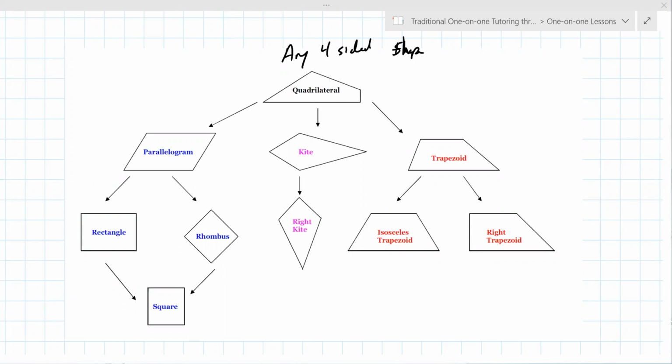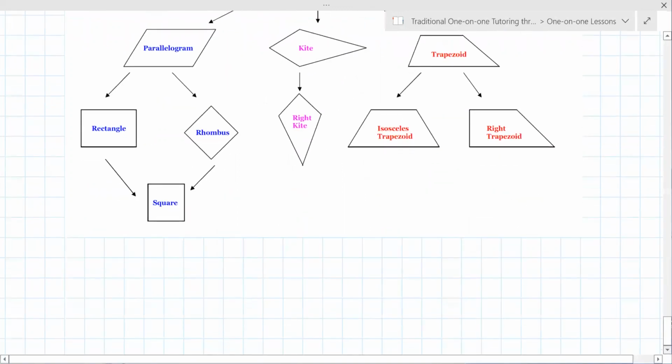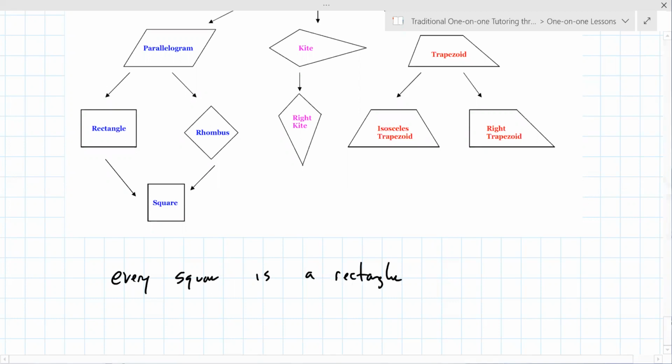All right, go ahead and ask me your question again. You said something with the squares and rectangles. I get everything else, but how are some squares a rectangle, or some rectangles a square? Well, let me write it out. Every square is a rectangle, and let's just start with that. The reason every square is a rectangle is because of the following.